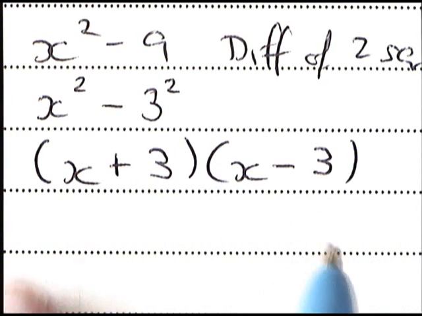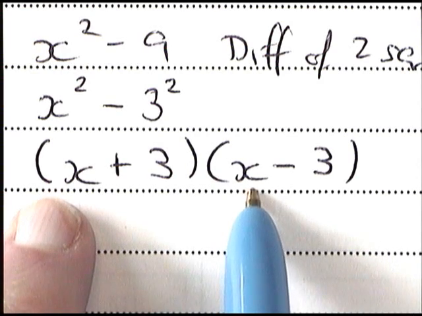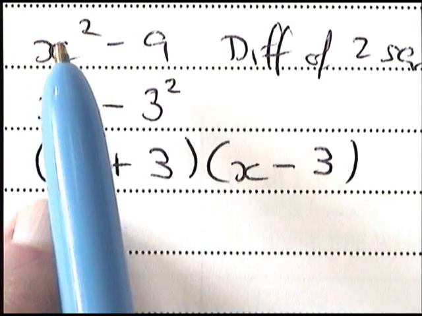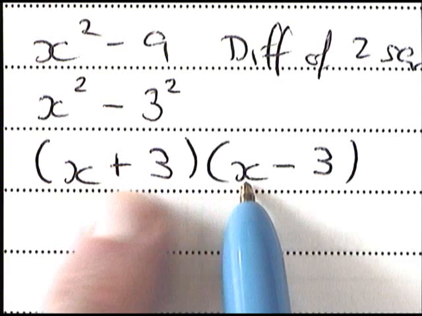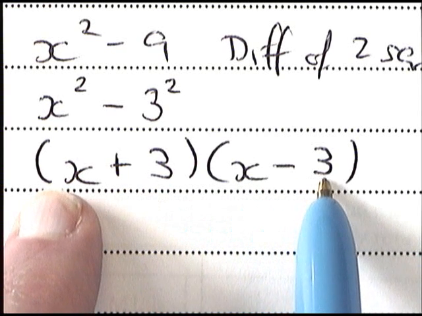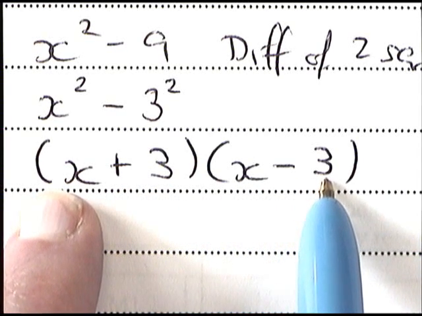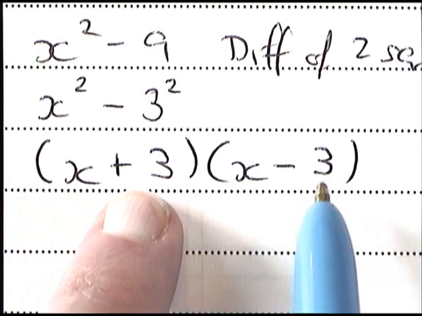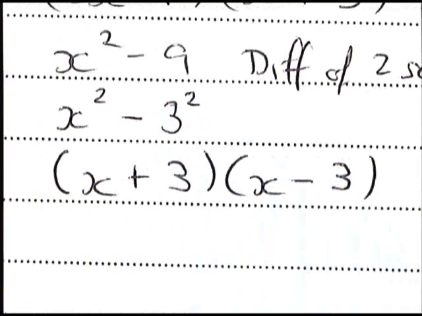To check it, if I times those two bits together, I'm going to get x squared. I want that. Here I'm going to get plus 3x. Here I'm going to get minus 3x, which will cancel each other out. No x bits, that's what I want. And here the plus 3 and the minus 3 give you minus 9.